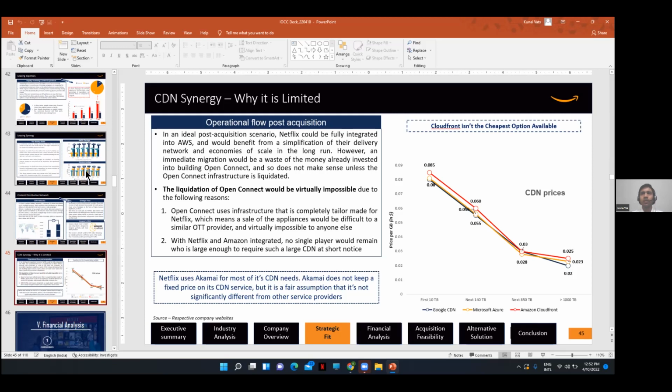This is something we came up with in our research on what Open Connect is, how the companies operate, their business models, and what goes on in the backend. All of that research really helped us understand these synergies. We can also see on the right that CloudFront, which is Amazon's CDN, is a tad expensive compared to other CDNs available in the market. So even if they do combine, they would not be getting the cheapest option out there.